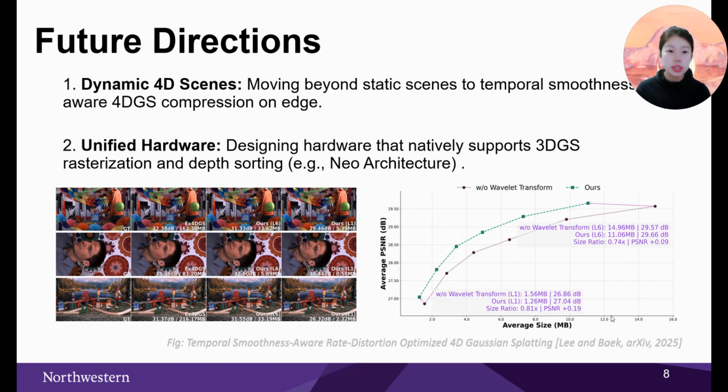And the second challenge is unified hardware accelerators. Algorithmic compression can only go so far, so to truly overcome current performance bottlenecks, we need hardware architectures that natively support operations required by 3D-GS, such as rasterization and depth sorting. So one promising example is the NEO architecture, which introduces a reuse and update sorting mechanism. This design could potentially address the memory bandwidth limitations faced by current 3D-GS pipelines.